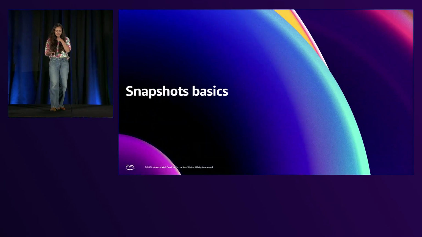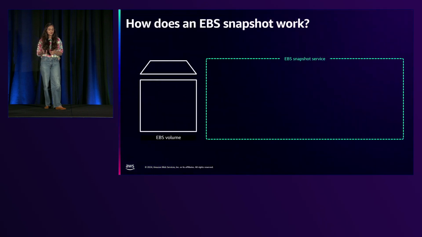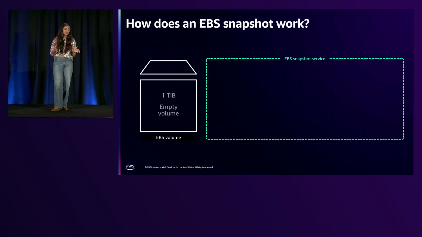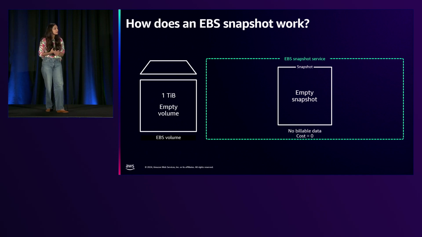All right, now let's get into some of the basics. This is how snapshots work. Let's say I create an EBS volume. I provision 1 terabyte of data in that volume, but I haven't written anything to that volume as of now. So it's basically an empty volume. If I take a snapshot of this volume, that snapshot is also going to be empty. So I won't be billed anything for it because there is no data that has been written to that volume.